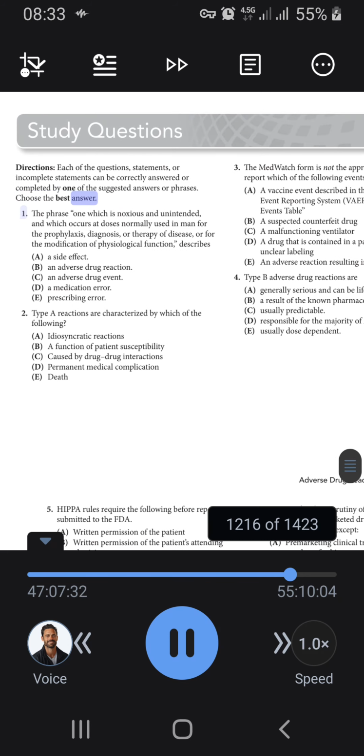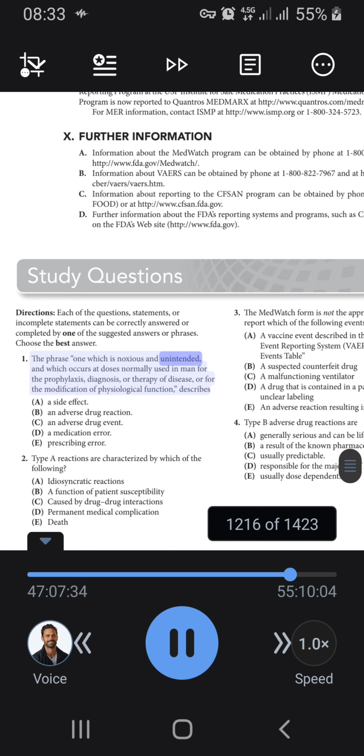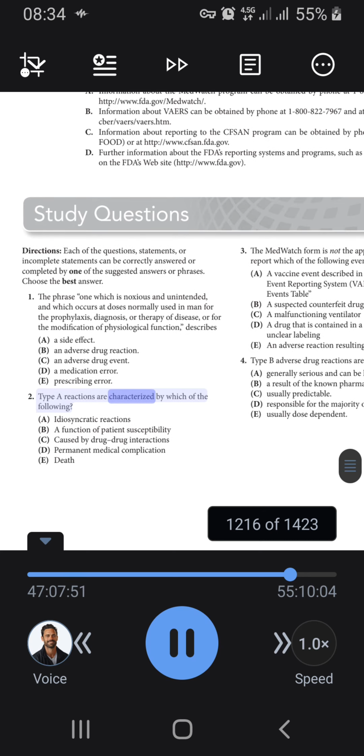1. The phrase, a response to a drug which is noxious and unintended, and which occurs at doses normally used in man for the prophylaxis, diagnosis, or therapy of disease, or for the modification of physiological function, describes A. A side effect. B. An adverse drug reaction. C. An adverse drug event. D. Medication error. E. Prescribing error.